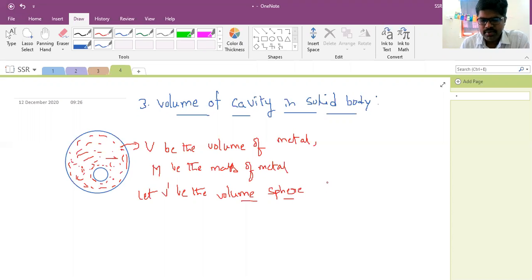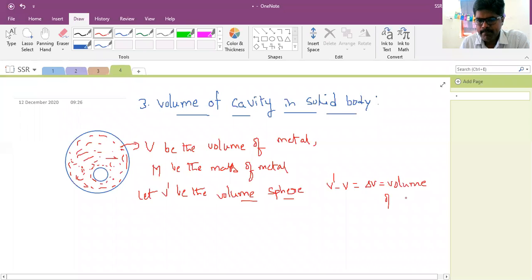Then the volume of the cavity means what? V dash minus V. Total volume minus volume of metal. That is delta V, equal to the volume of the cavity. Are you clear on this point? You have to find this delta V, V dash minus V, the volume of the cavity. Understood this?